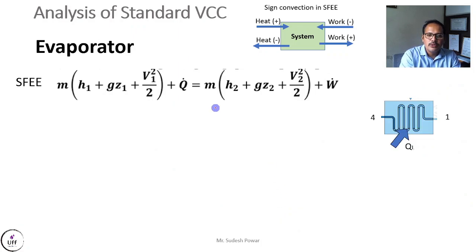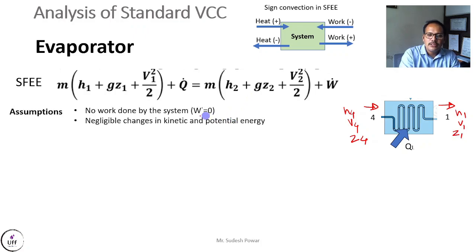Then the fourth component is evaporator. So this is our evaporator. So this is the entry to the evaporator, and this is exit from the evaporator. Evaporator is the device where the heat is absorbed. So enthalpy at entry to the evaporator, let us consider it H4, velocity is V4 and potential head is Z4. Likewise, at exit from the evaporator, enthalpy is H1, velocity is V1 and potential head is Z1.